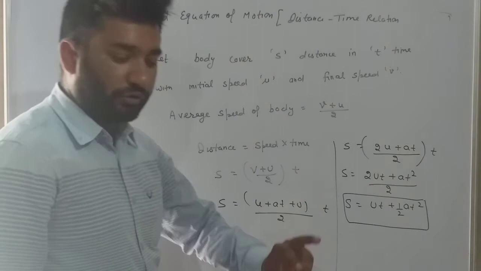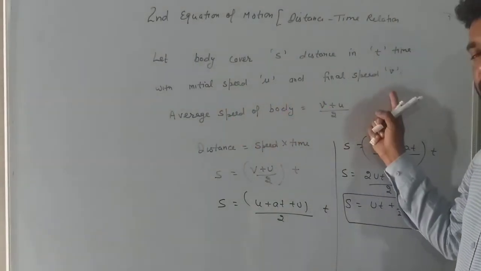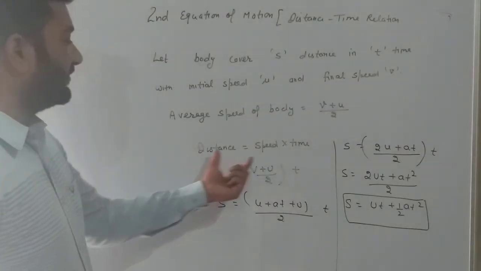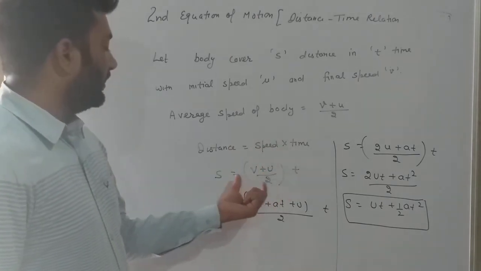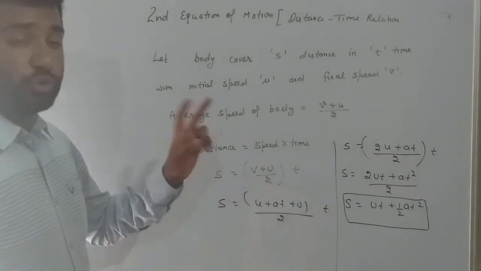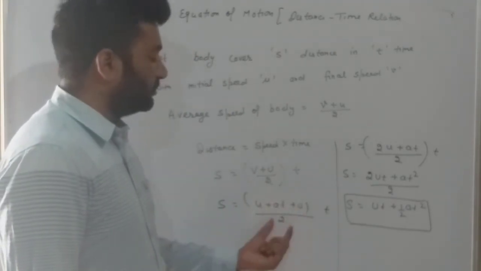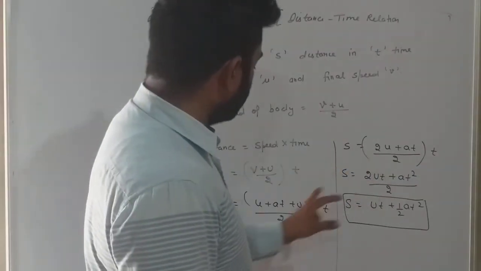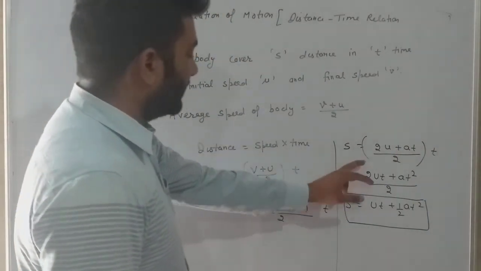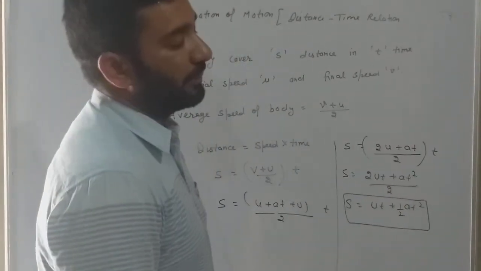Dear student, we have a body which covers the distance s in time t with initial speed u and final speed v. So their average speed will be equal to v plus u by 2. So distance is equal to speed into time. From here s is equal to v plus u by 2 into t. We know that v is equal to u plus at from the first equation of motion. So s is equal to u plus at plus u divided by 2. So s is equal to 2u plus at divided by 2 into t. So s is equal to 2ut by 2 plus at square by 2. So from here s is equal to ut plus half of at square.